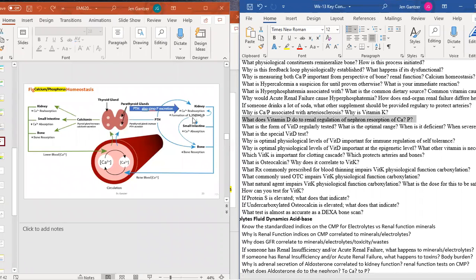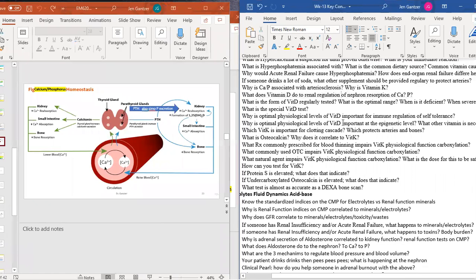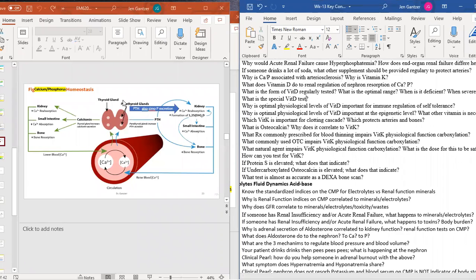However, vitamin D does not directly act on the nephron. It does not act on the nephron per se. That's your fibroblast growth factor to increase phosphate excretion, and it's your parathyroid hormone to increase calcium resorption and increase phosphorus excretion.